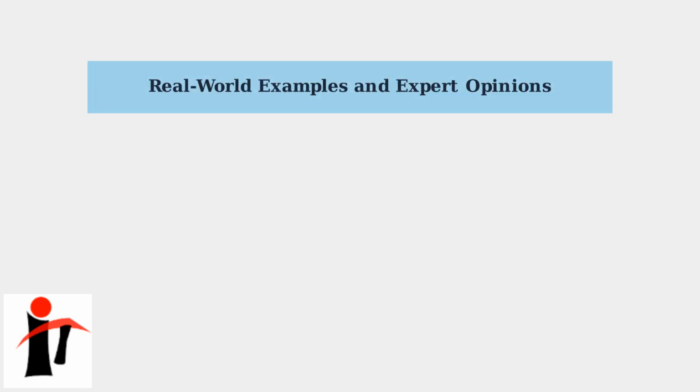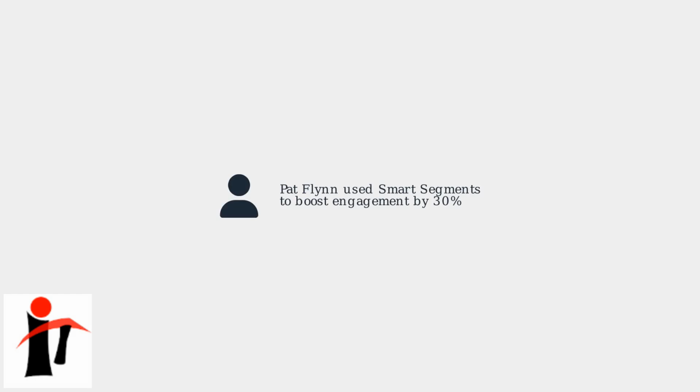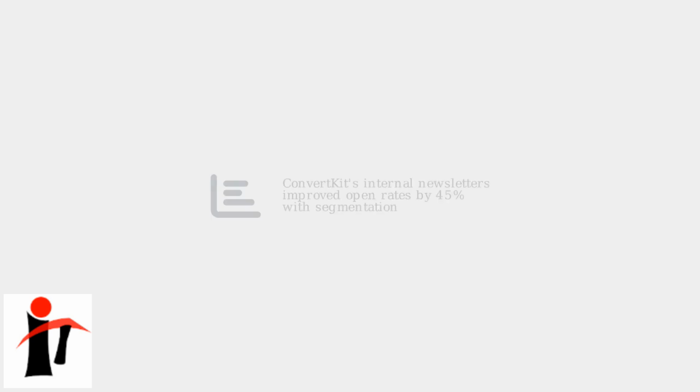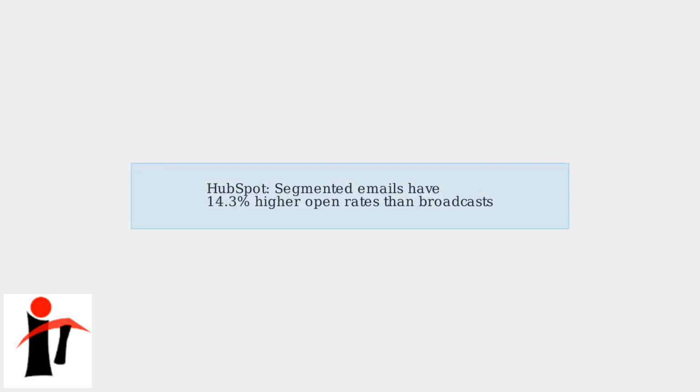Real-world examples show how effective segmentation can be in email marketing with ConvertKit. ConvertKit user Pat Flynn leveraged smart segments to increase engagement by 30% through targeted sends. ConvertKit's own newsletters used segmentation to achieve a 45% improvement in open rates. According to HubSpot, segmented emails see 14.3% higher open rates compared to broadcasts.